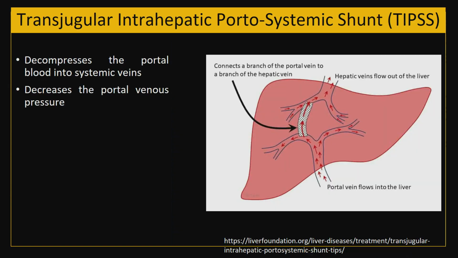Coming to the procedure, this is a transjugular intrahepatic portosystemic shunt, in which we divert portal venous flow across the liver parenchyma into the hepatic vein. We make an artificial channel in the liver parenchyma, and that diverts blood from the portal venous system into the systemic circulation. The role of this is to reduce the portal venous pressure, and subsequently the manifestations developed because of portal hypertension will be relieved by this procedure.